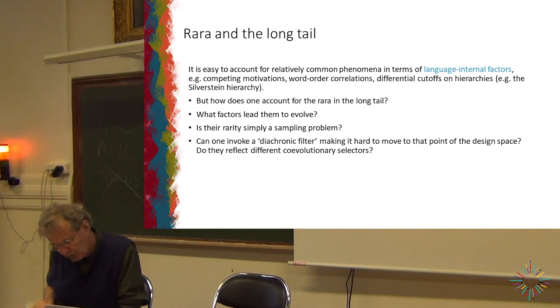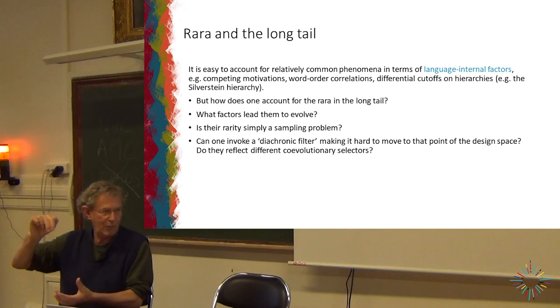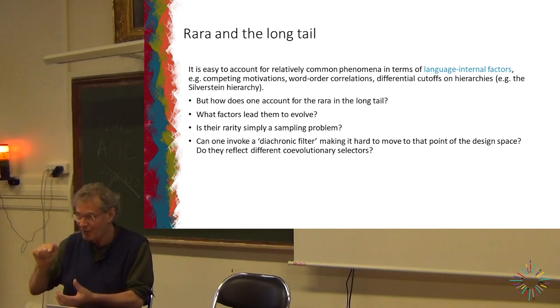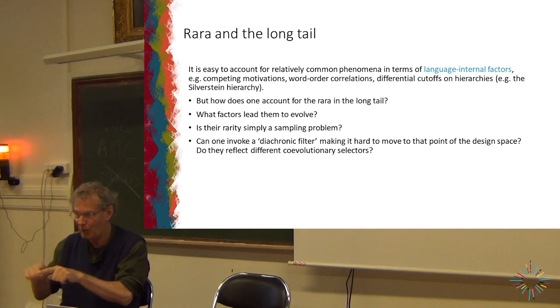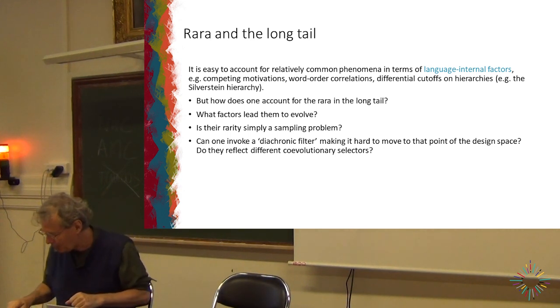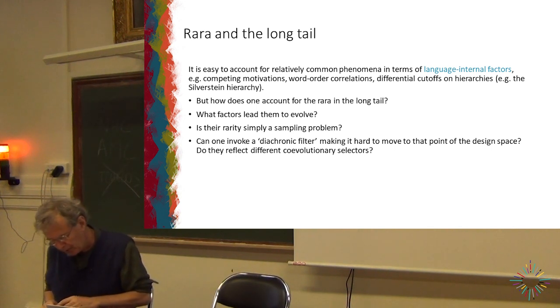And I'm just mentioning this idea of a diachronic filter, which you can think of as path dependency, another term that gets used. That is, you can only get to certain points by passing through other points. And if those points are already rare, then that's pretty tricky.